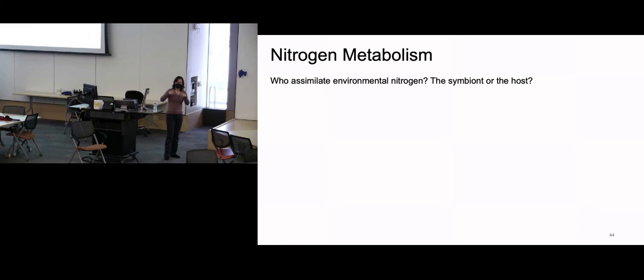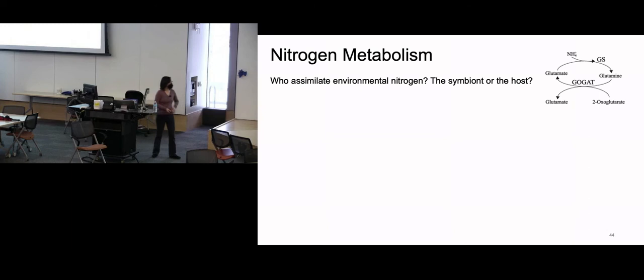So who is doing it? Well, if you're thinking about nitrogen assimilation, this is the nitrogen assimilation cycle where ammonia is turned into amino acids by two important enzymes, GS and GOGAT. So we can find those genes in our data set and look at their expression pattern. Do they fit our criteria?